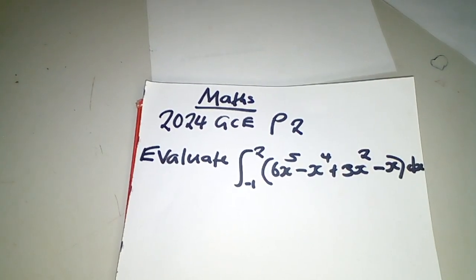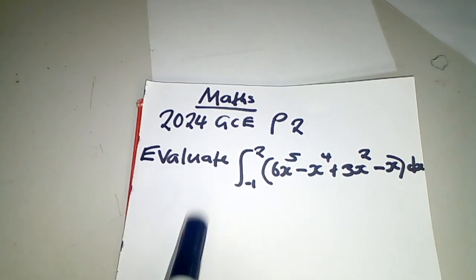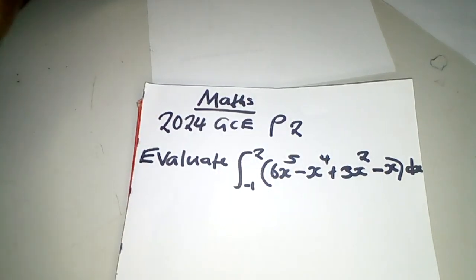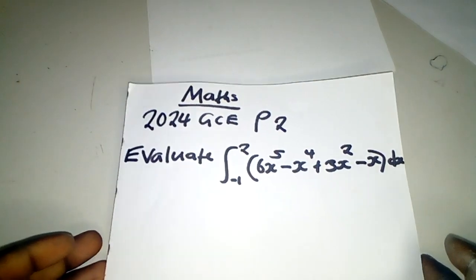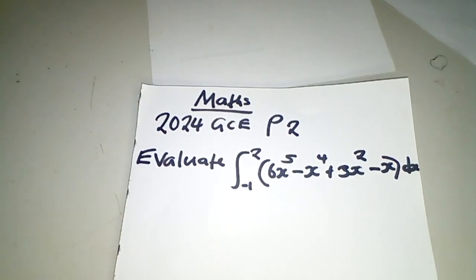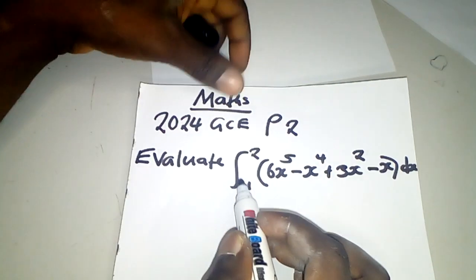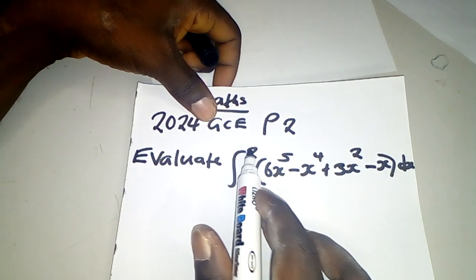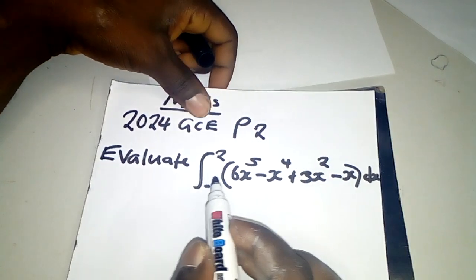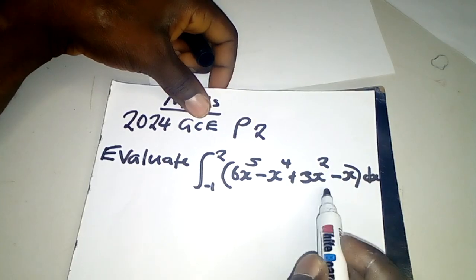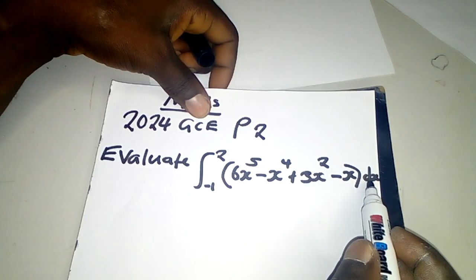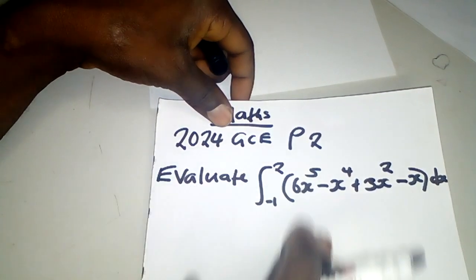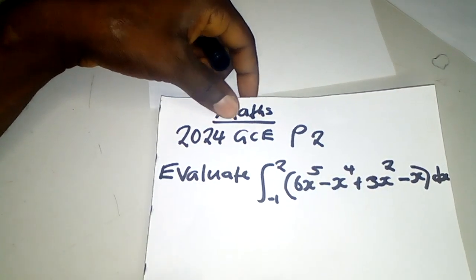So in this video, I want us to do the question coming from GCE 2024 paper 2, that is mathematics. Okay, so here we have the question which says evaluate the integral of the limits -1 and 2, which is the upper limit, open brackets, and we have the function which is in brackets, then dx. This was 3 marks. All right, follow me as we do this question. It's very simple.